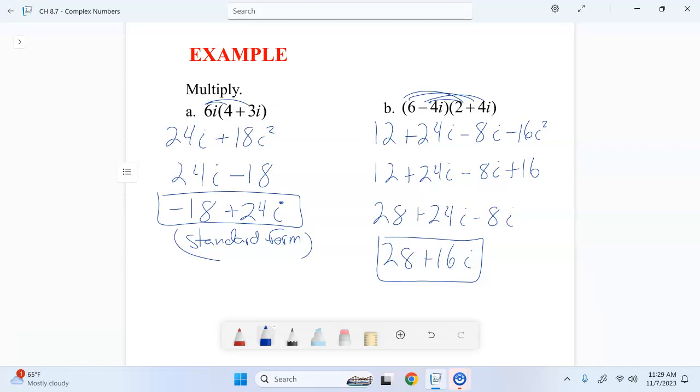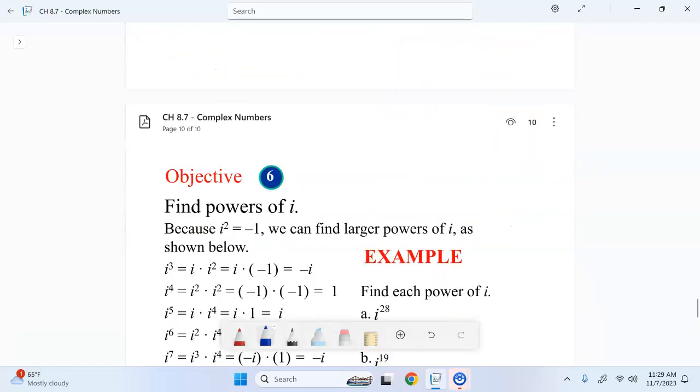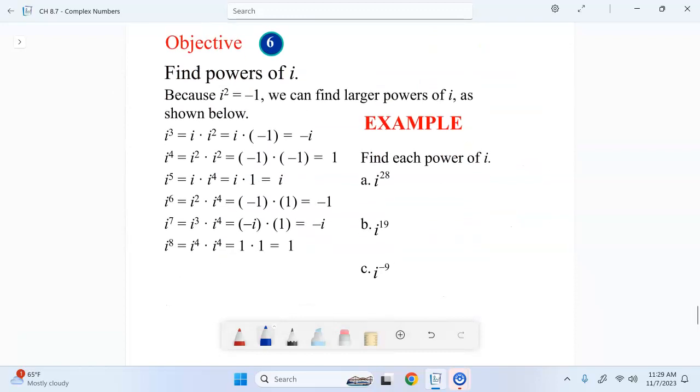Last thing I want to talk about is powers of i. Powers of our imaginary number. So we've dealt with i and i squared. We know that i is the square root of negative 1. We know that i squared is negative 1. We can use that relationship in order to find larger powers of i because it follows a pattern, okay?